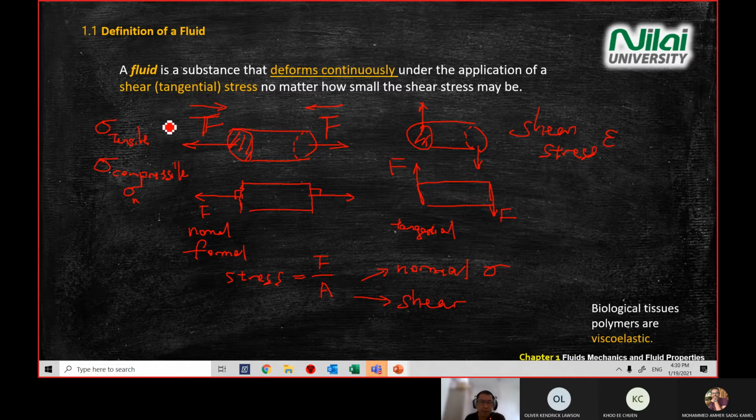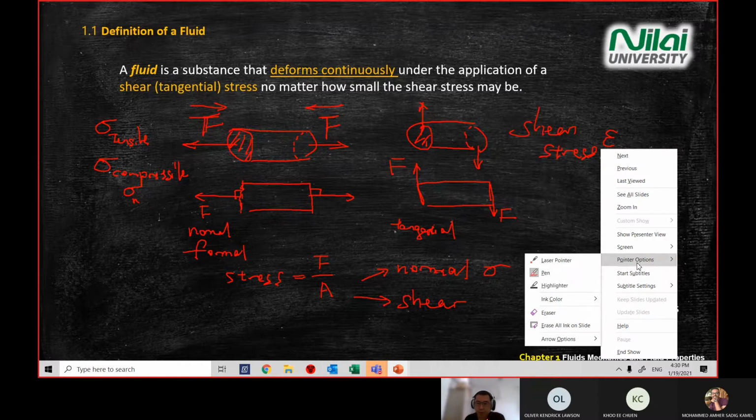Okay, so make sure when we talk about normal stress or normal force or tangential force or shear stress, you know in your mind the direction of the force. Okay, now if you study engineering, be careful of the direction of the loading, the direction of the force, right? So we're going to move on.